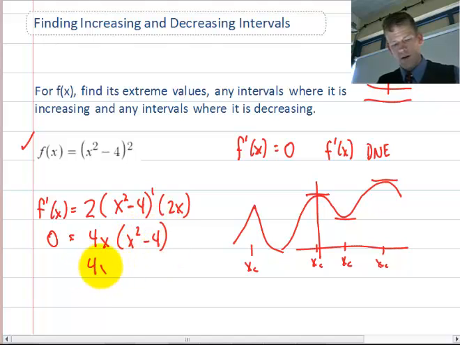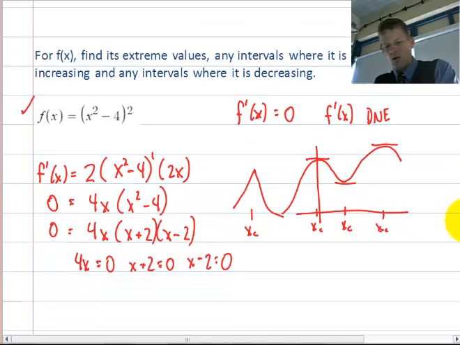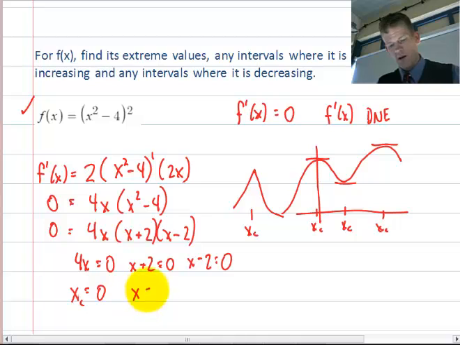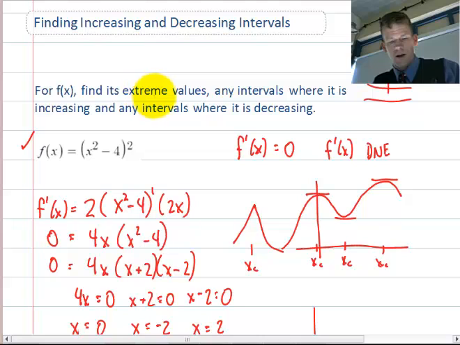I'm going to continue to factor my terms so I get all the zeros, and you can see from setting each term individually equal to 0 that I get all of my critical points. So my first critical point is going to be at 0, my second critical point is going to be at -2, and my third critical point is going to be at 2. I'm going to put that on a table because the very first part of the question was to find the extreme value. So I want to find that first.